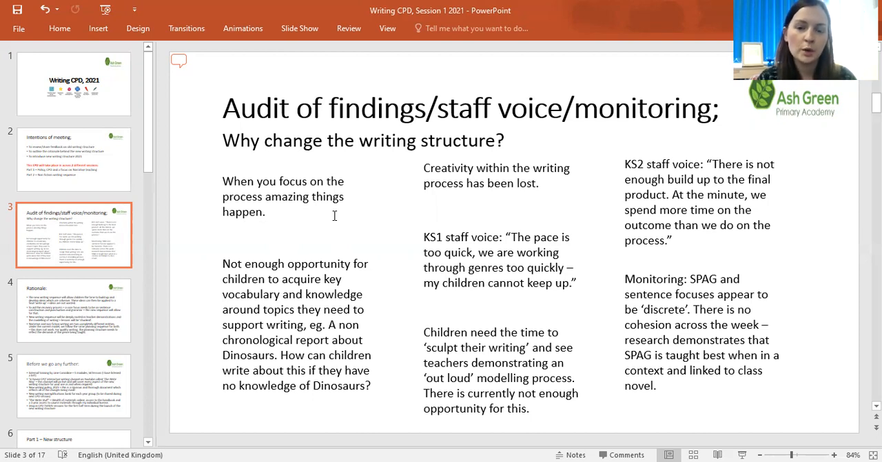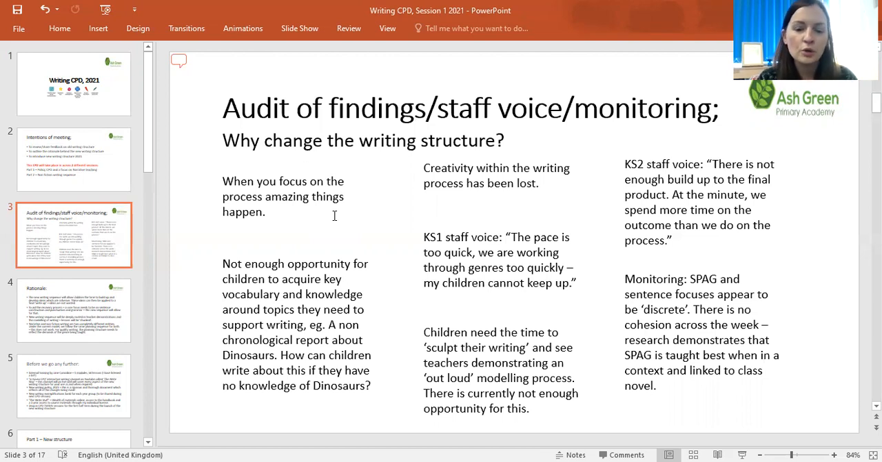At the moment, we're pretty much focused on the outcome rather than the build up to the right and high quality writing. And that needs shifting, especially with the recovery curriculum and where we know children are coming back to school from remote learning in terms of writing. We really need to make sure that the process is a focus.